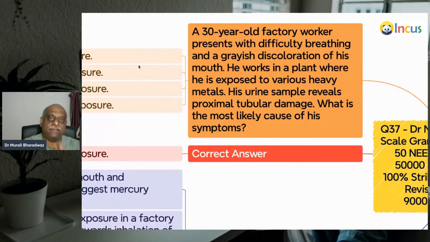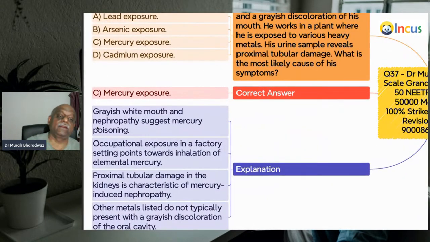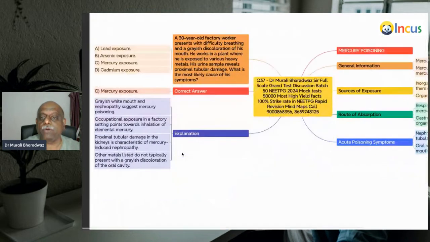A 30-year-old factory worker has difficulty breathing, grayish discoloration of the mouth. So, grayish white mouth and nephropathy together suggest mercury poisoning, is what you need to remember. Mercury poisoning.